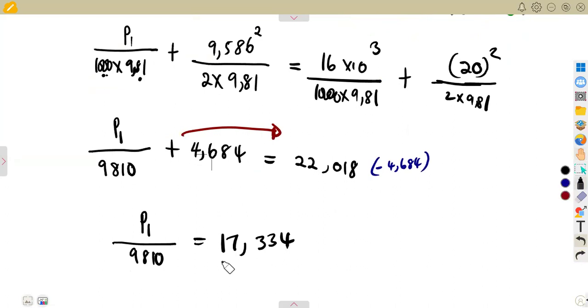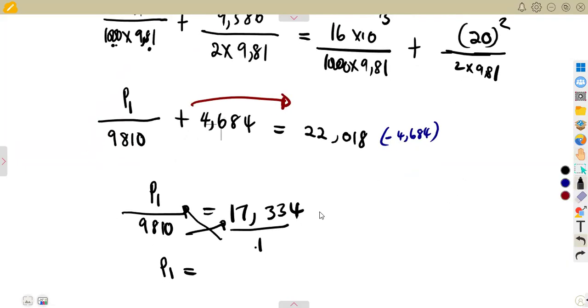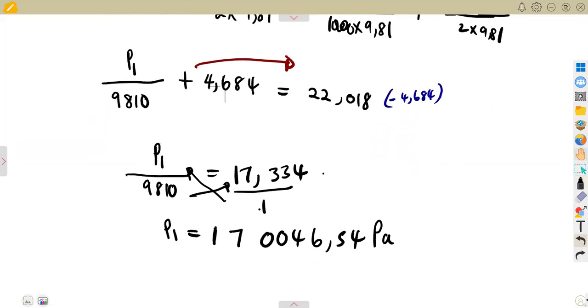We're simply going to cross multiply both. This is the same as over 1. So we're back to equations there. This will multiply this side, multiply this side. 1 times P1 is P1. And these two will multiply each other. 9,810 times this value is going to give you 17,004.654, which is pascals. So if we divide by 1,000, converting to kilopascal, that means our P1 is going to be 17.004, which is just approximately 17 kilopascal. That's the idea there.